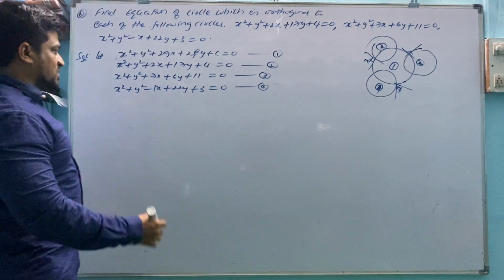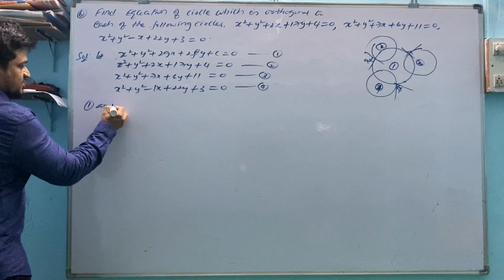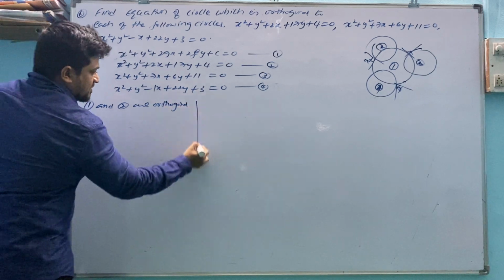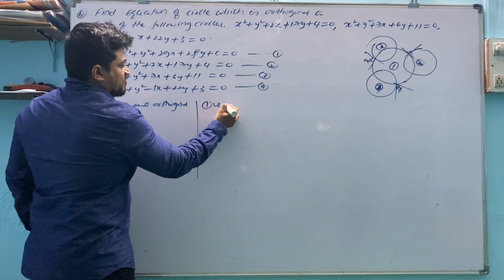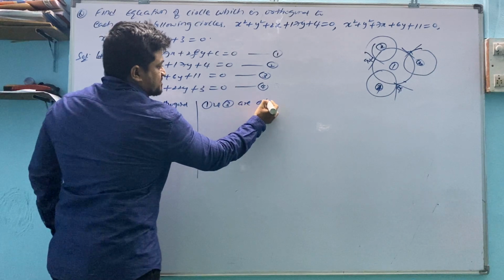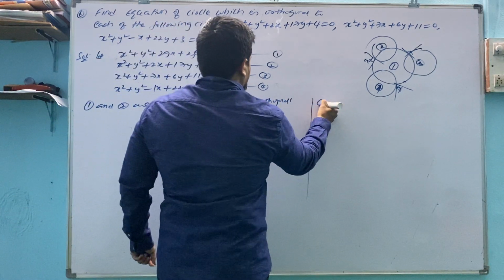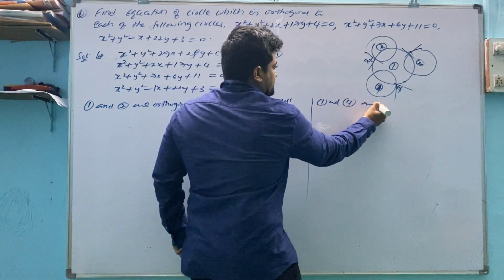1 and 2 are orthogonal. Then what we have? 1 and 3 are orthogonal. Then what we have? 1 and 4 are orthogonal.